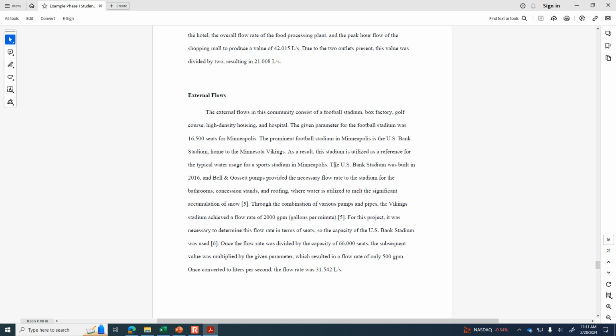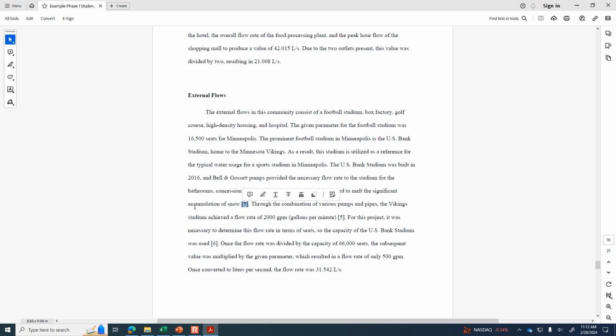So this looks like this is something about US Bank Stadium. There's certain pumps in the stadium, flow rate, and so on. So this is just information about a stadium that they researched to get more details about how much water the stadium in their project is going to be consuming.